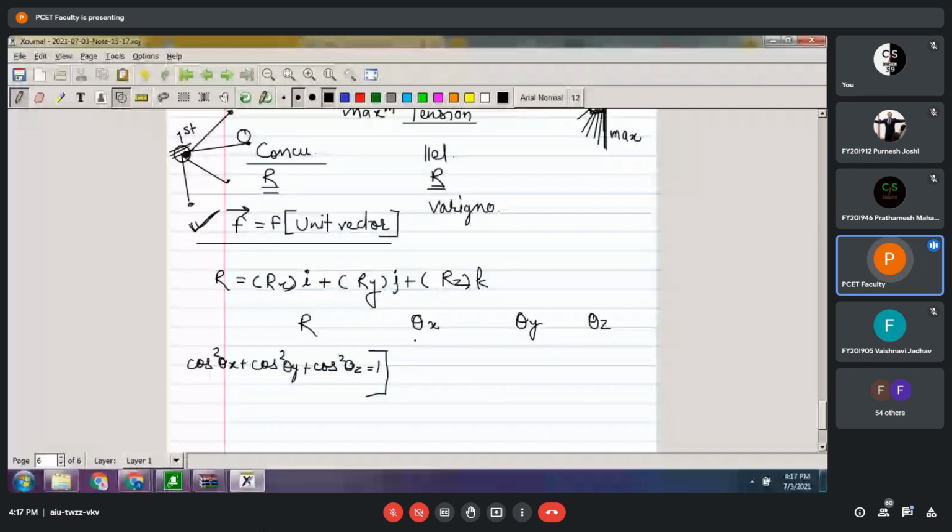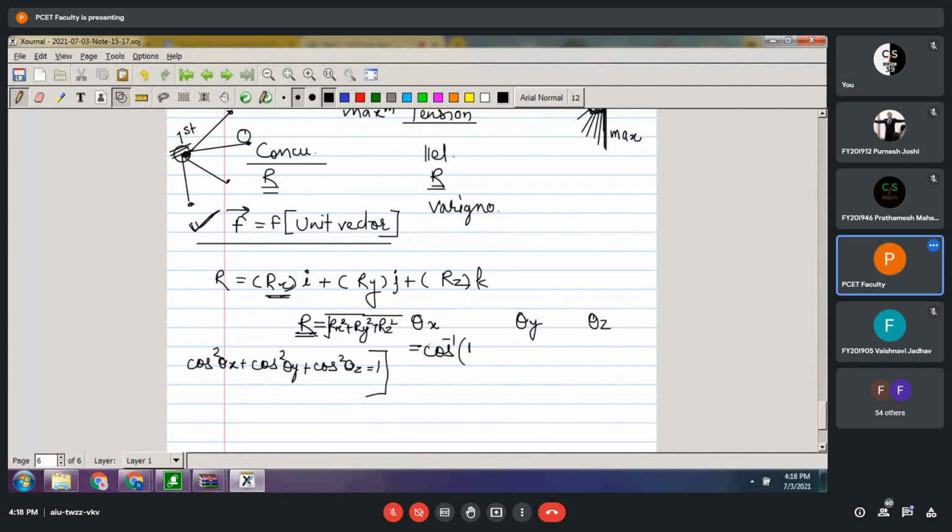It will be whatever magnitude you get, R equals under root of Rx square plus Ry square plus Rz square. This magnitude and these components will be used to find theta x, that is cos inverse of Rx by R. Same way cos inverse of Ry by R, cos inverse of Rz by R.